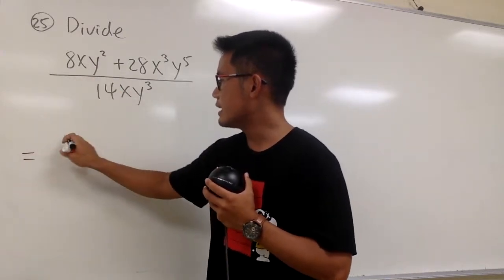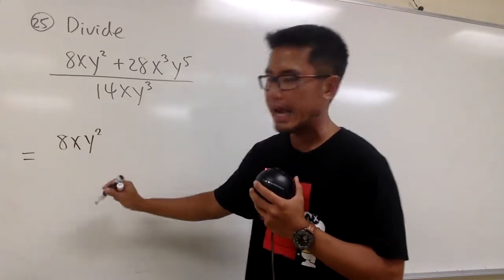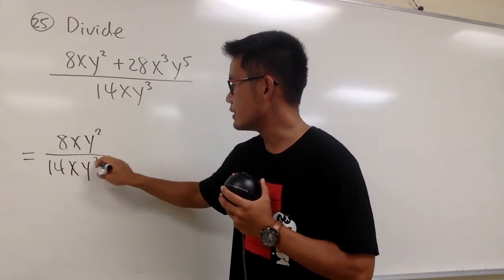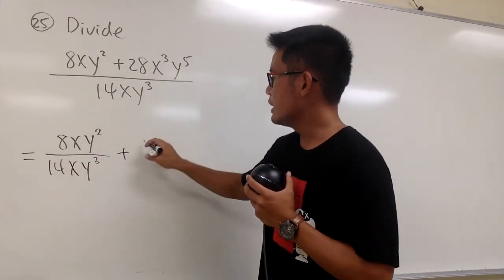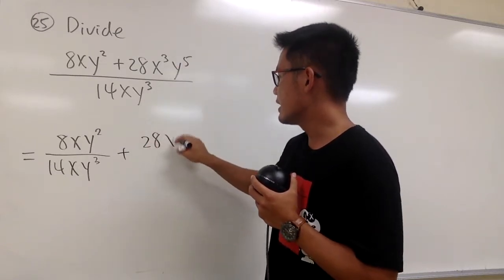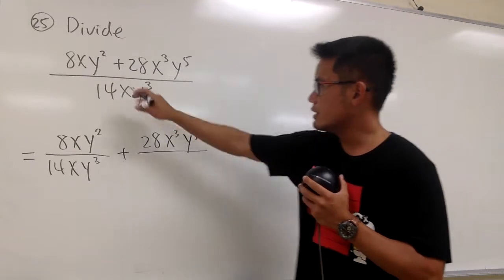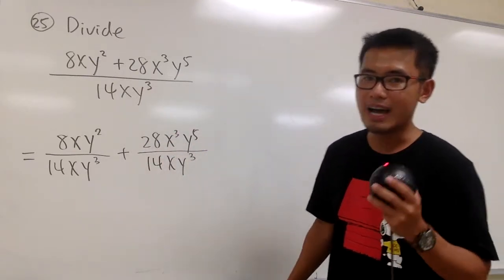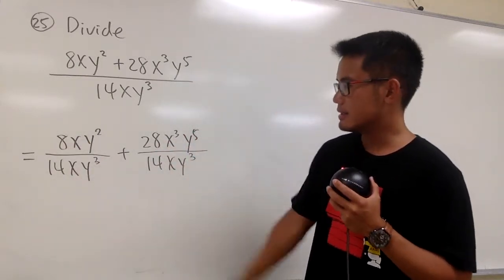I will write this down as 8xy to the second power like this, and we'll put this over that 14xy to the third power. And then next, I will put down plus, and then we have the 28x to the third power y to the fifth power, over this 14xy to the third power. And now, we can just focus on simplifying this and simplifying this.